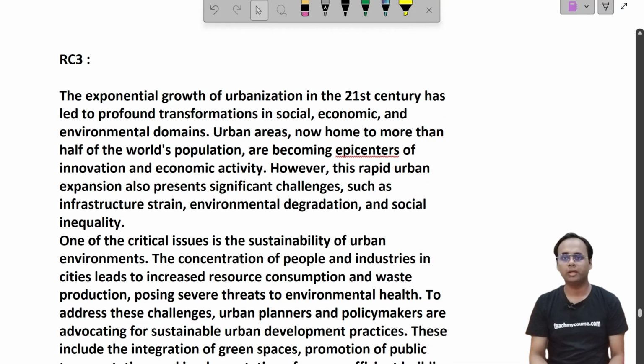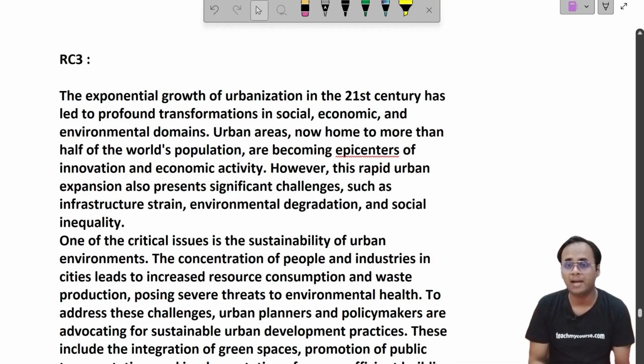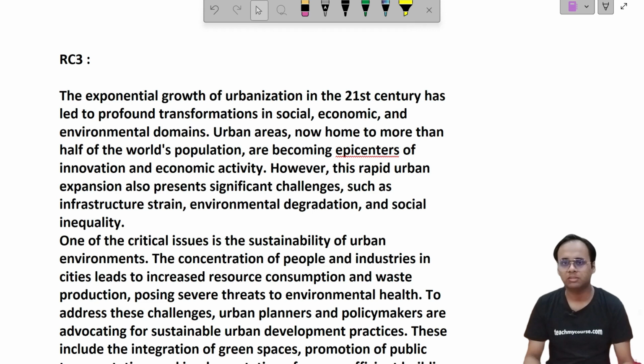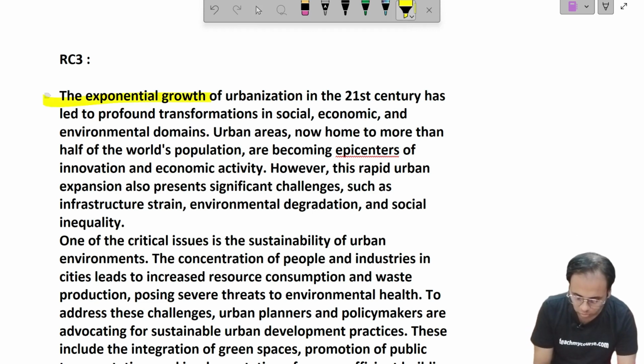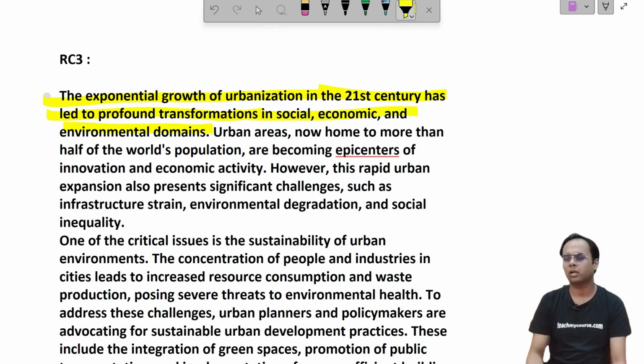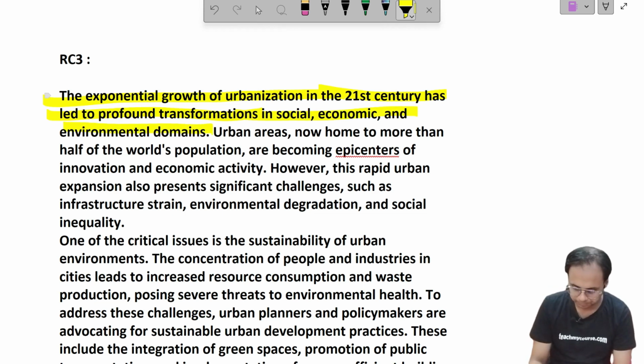So we have completed the two reading comprehensions and we have come to the final reading comprehension. Okay, this is the final one. Let's go. The exponential growth of urbanization in the 21st century has led to profound transformations in social, economic and environmental domains. So this para is talking about the expanding urbanization.